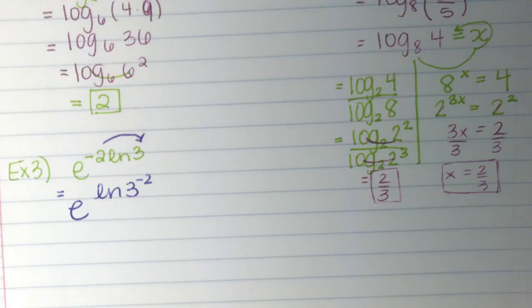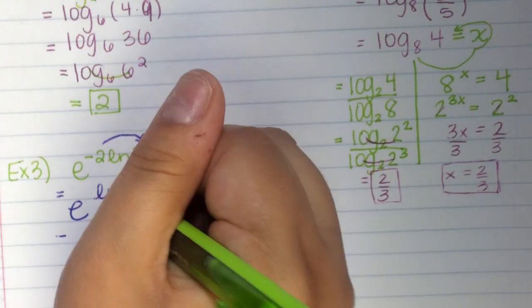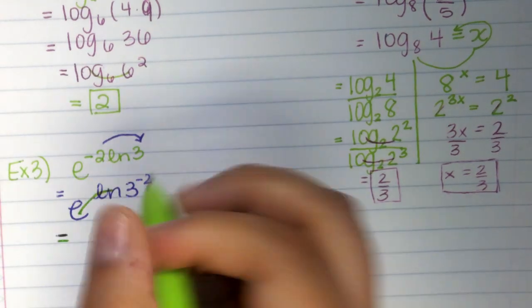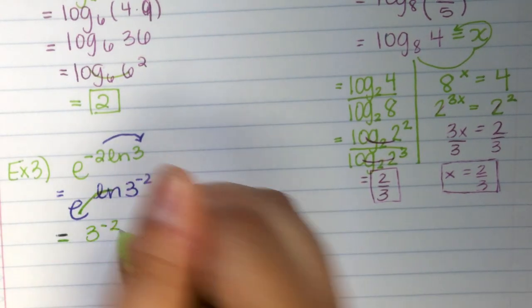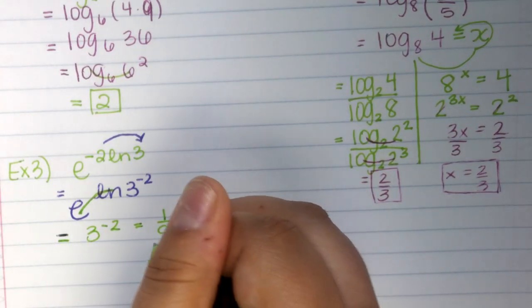What do you think people do as a mistake here? They multiply it, and I'll show you why that's wrong in a little bit. What can I do next? Now they're right next to each other, so I can cancel it out. And I get 3 to the negative 2. Well, what's 3 to the negative 2? 1 over 9 is my answer.